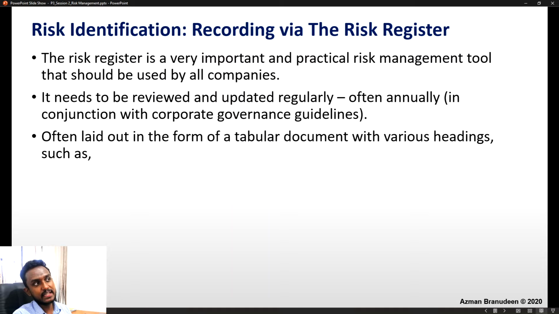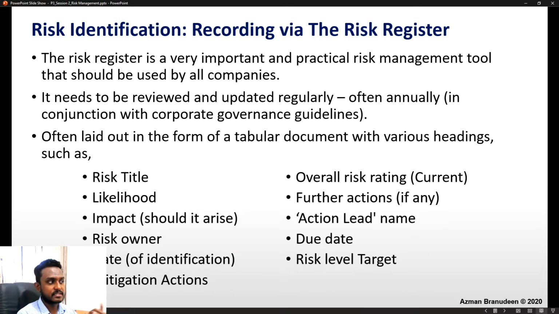So while earlier when I introduced the risk register, I just said that listing the identified risks and mitigation methods are the only thing. In fact, the risk register can be far more detailed. Some of the example headings you can have are the risk title, likelihood, impact should it arise, the risk owner, the date of identification, overall risk rating, further actions that you could take, action lead's name, due date, risk level target, and mitigation action. These are all different things you could include. The level of detail is up to you.